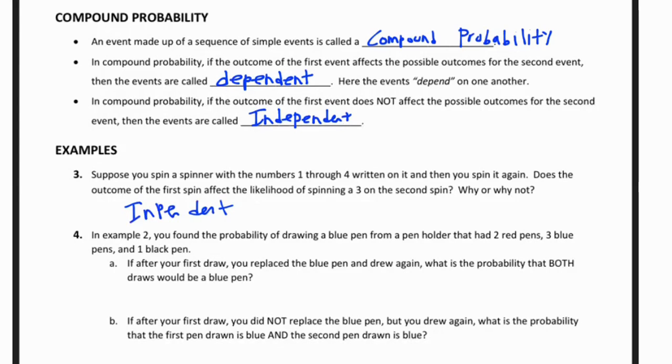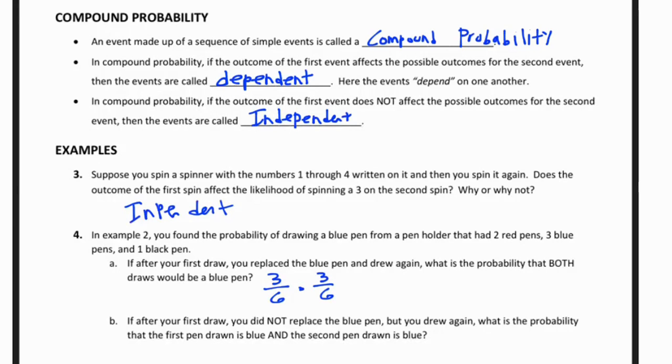So this is going to be compound probability. So let's go and think about this. After your first draw, if I replace the blue pen and draw again, what's the probability that both will be blue pens? The first time I draw, there are 3 blue pens out of 6 total. That's the first time I draw. If I draw again and I put it back in, then the second time I draw is going to be 3 over 6 again.